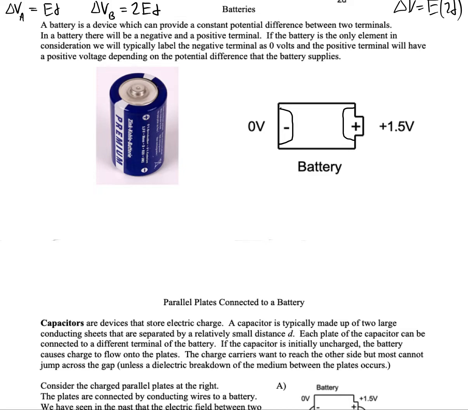Now, if the battery is the only element in consideration, we're typically going to label the negative terminal as being at 0 volts, and the positive terminal will have some positive voltage depending on the potential difference that the battery supplies. In the case of a simple handheld D cell, the potential difference is going to be 1.5 volts. So we label the negative terminal 0 volts and the positive terminal plus 1.5 volts.